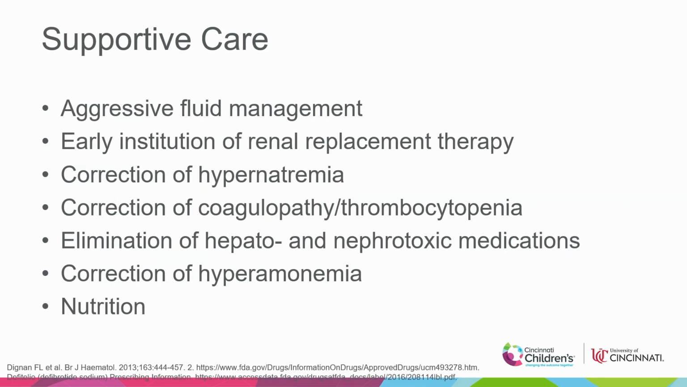Supportive care should be aggressive fluid management. And I think the aggressive fluid management should start way before. Sometimes as our patients go to transplant, we let them gain weight. Have strict I's and O's, start them on diuretics early, keep them fluid even, and don't let them get away from it. Correct their hypernatremia, correct the coagulation and thrombocytopenia.